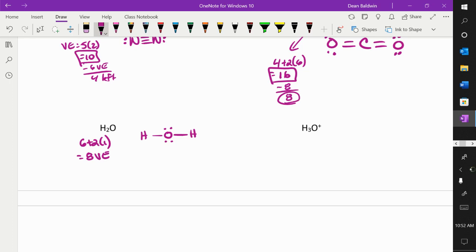So we have 8 valence electrons. Oxygen wants to form 2 bonds, and hydrogen only wants 1. So there's your 2 bonds. But there's still 4 more valence electrons because oxygen needs 8 total.